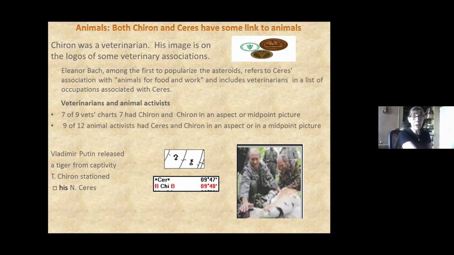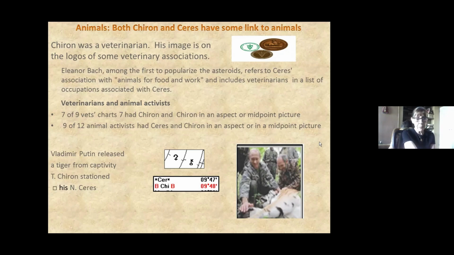I had a sample of 9 vets. 7 out of 9 vets had an aspect or midpoint picture of Ceres Chiron, and 9 out of 12 animal activists had a natal picture of Ceres Chiron.